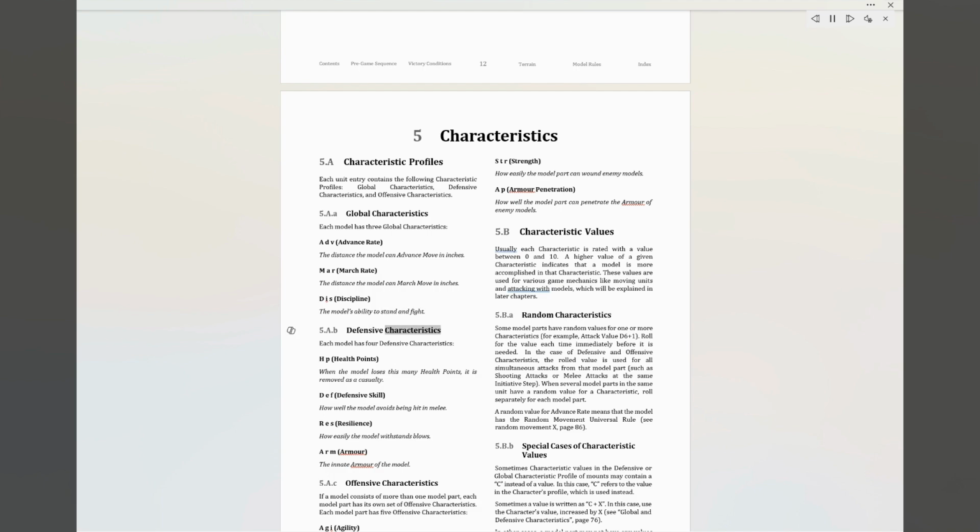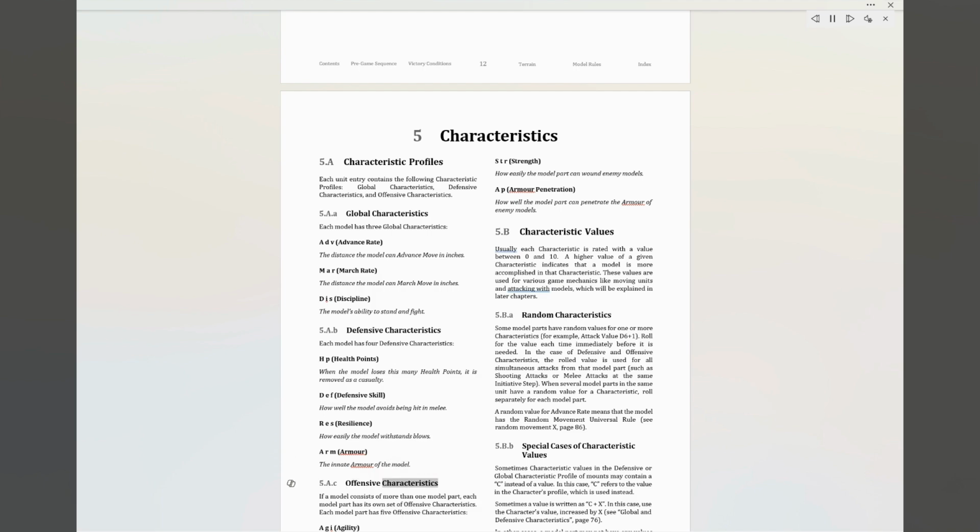Defensive characteristics. Each model has 4 defensive characteristics. HP, health points: when the model loses this many health points, it is removed as a casualty. DEF, defensive skill: how well the model avoids being hit in melee. RES, resilience: how easily the model withstands blows. ARM, armor: the innate armor of the model.